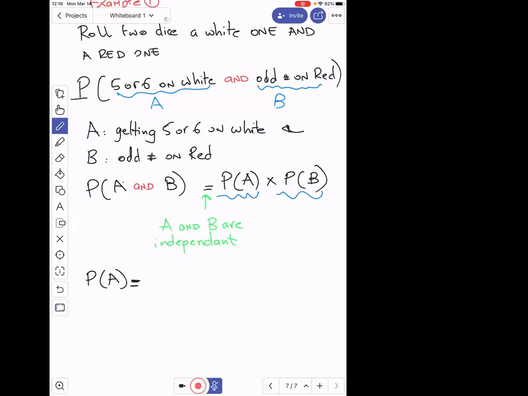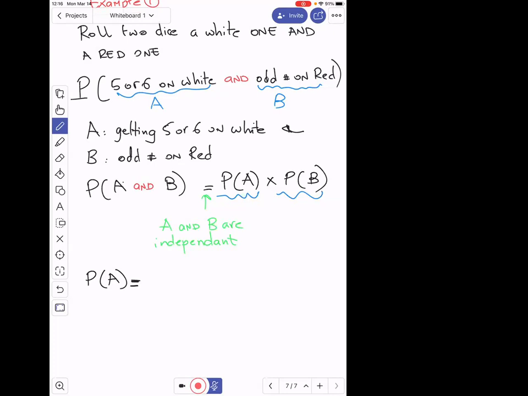So 5 or 6, that's 2 numbers, right? Out of 6 numbers, right? So any guess what will be the probability of A here, getting 5 or 6 on the white die? Is it 1 over 5? Nope. Is it 2 over 6? 2 over 6, right?